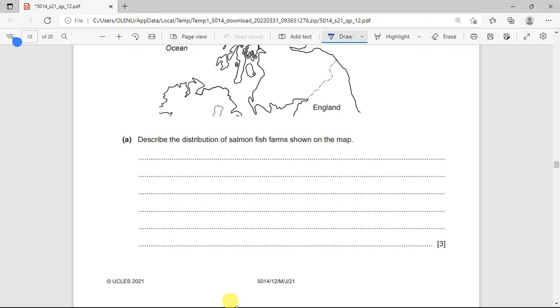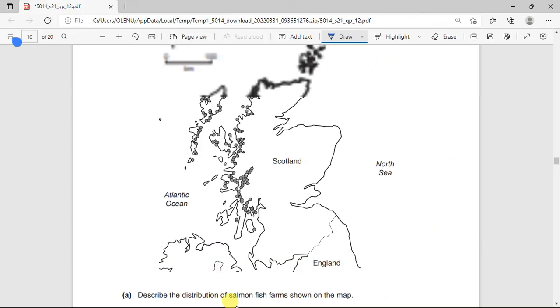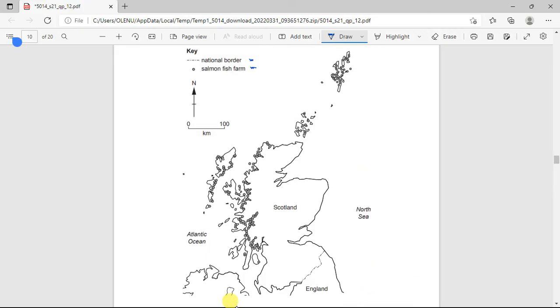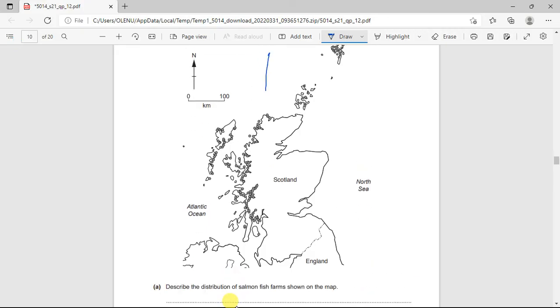The first thing I normally tell students to do, once you have a question like this, is to draw your cardinal points in the middle of the map, so I know where my north and south are.